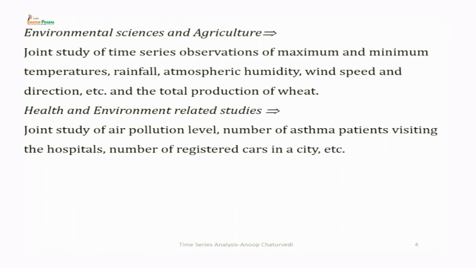So, these models are also applied in health and environmental related studies. Say, joint study of air pollution level, number of asthma patients visiting the hospitals, number of registered cars in a city, etcetera. Pollution level may be affected by the number of registered cars in a city. Then asthma patients may be affected by the pollution level. Number of asthma patients visiting the hospital may be affected by air pollution level of one period lagged observation. So, the relationship is not static, it is dynamic relationship.